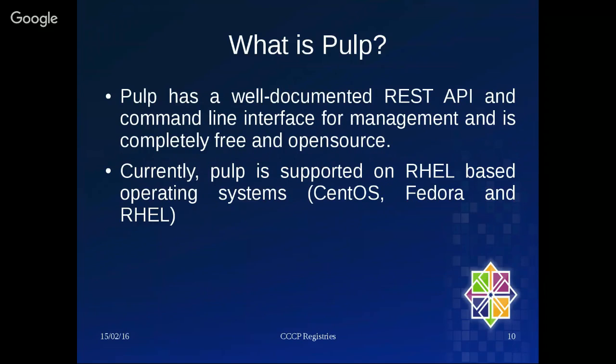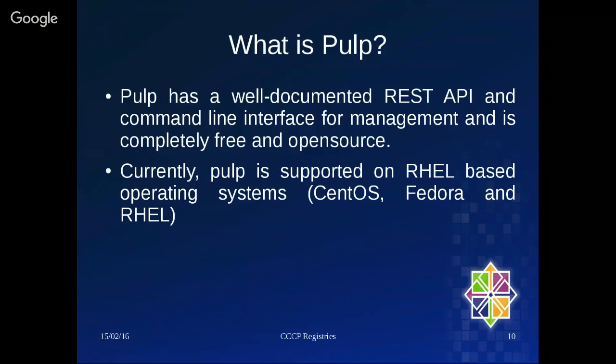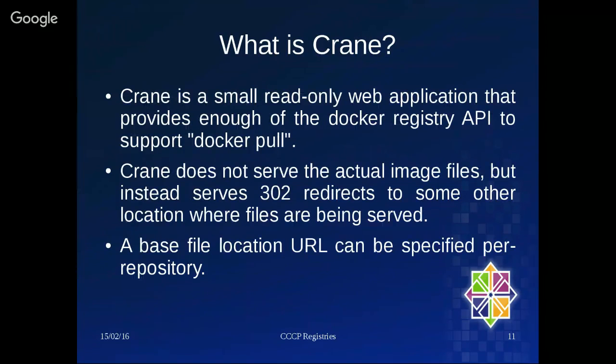Another thing is it has very well documented REST API. I have been looking into this as well, and it seems pretty clear. Though as of the moment, it is only going to work on RHEL-based systems, CentOS, Fedora, and your normal RHEL and stuff. So Pulp is basically where the registries are going to be hosted. But then, how do people get to those registries? It's through Crane.